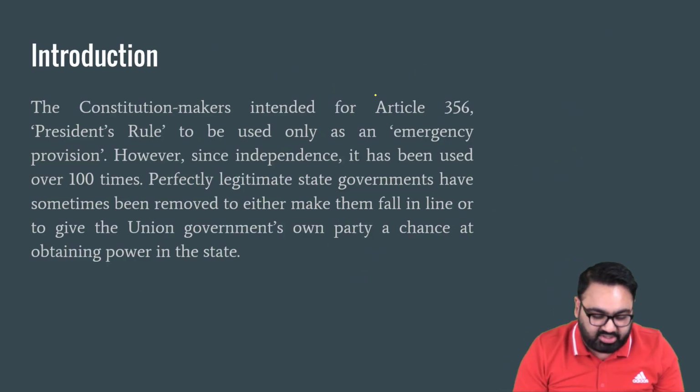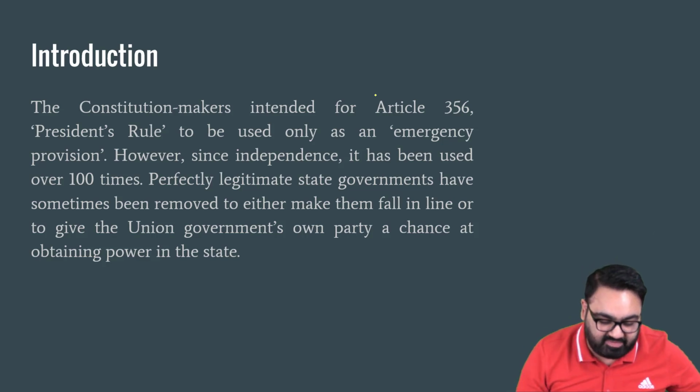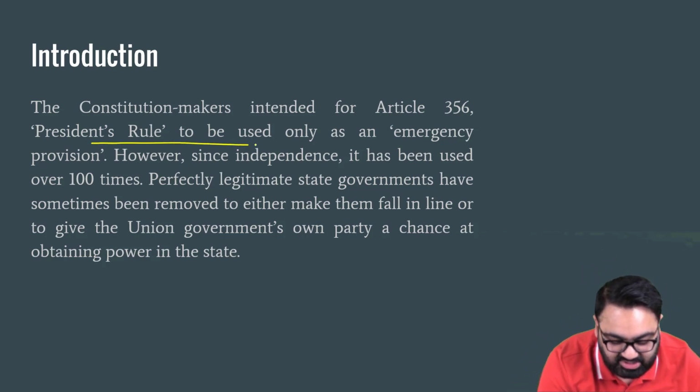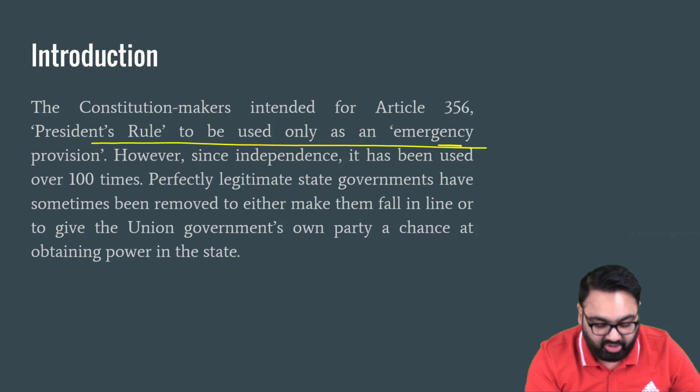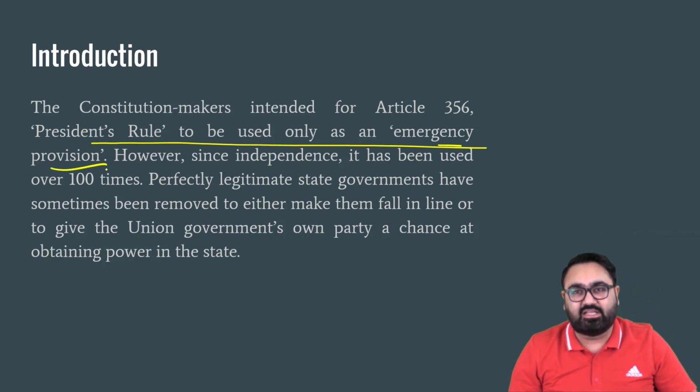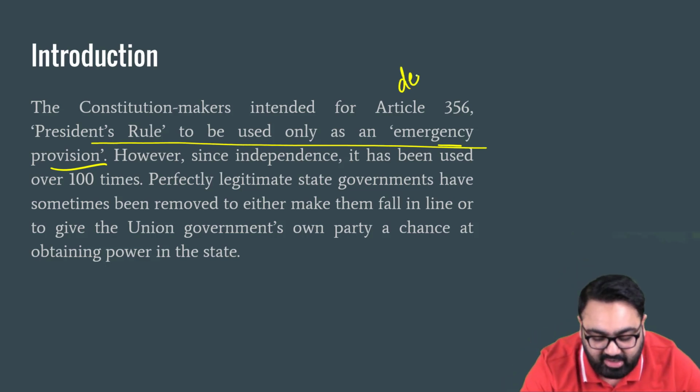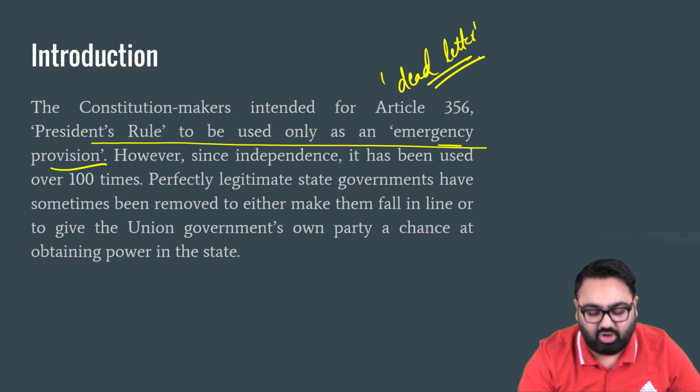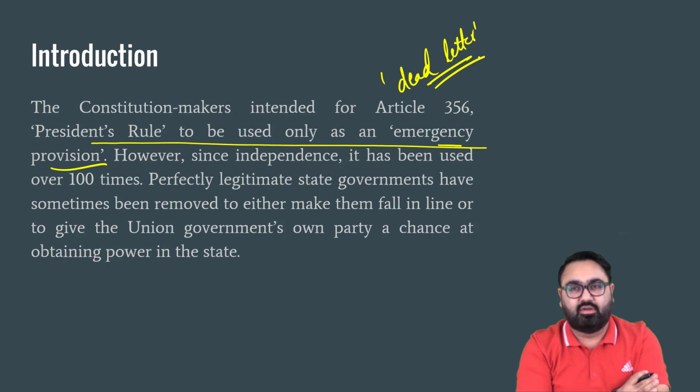So the introduction is very simple. Article 356, also called the President's rule, is to be used for emergency provisions only. However, it has been used multiple times. In fact, very famously, Dr. Ambedkar had called it the dead letter. Dead letter means he also thought that it will never be used. But it has been used over 100 times.